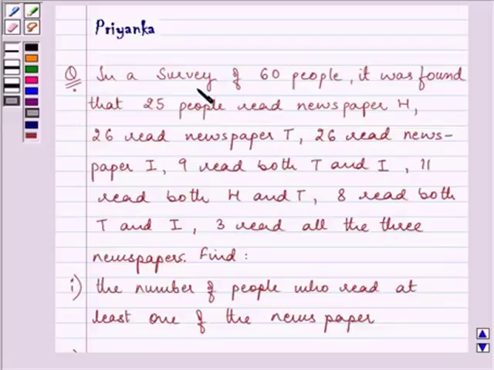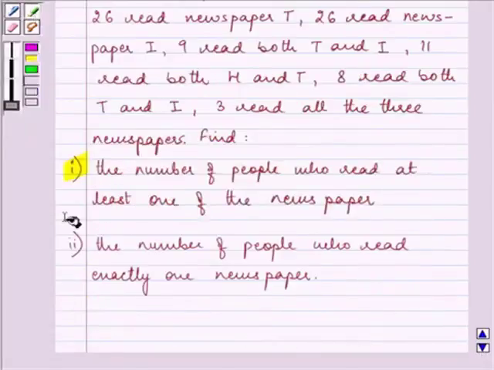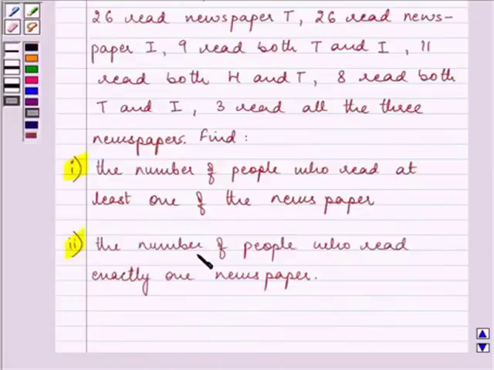It says, in a survey of 60 people, it was found that 25 people read newspaper H, 26 read newspaper T, 26 read newspaper I, 9 read both T and I, 11 read both H and T, 8 read both T and I, 3 read all the 3 newspapers. Find, for the first part, the number of people who read at least one of the newspapers, and the second part says the number of people who read exactly one newspaper.